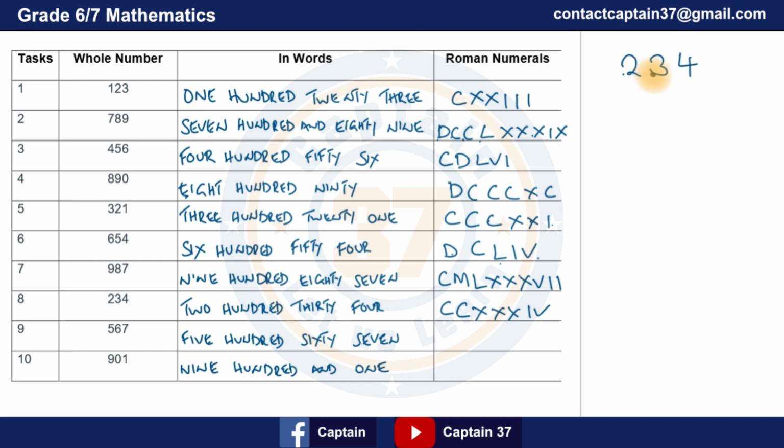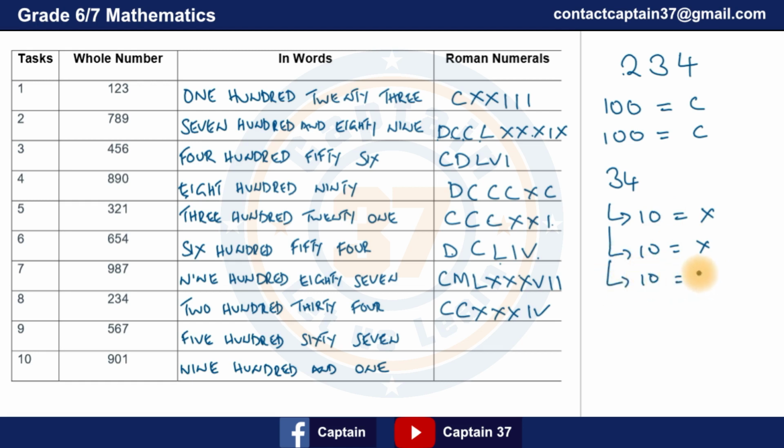234. So in this there is 100, which is represented by the letter C, another 100 represented by C also, to make 200. What remains is 34. In this 34 there is 10, which is represented by X, another 10, X, and another 10, X. Then there is 4 that's remaining, and 4 is written as IV.